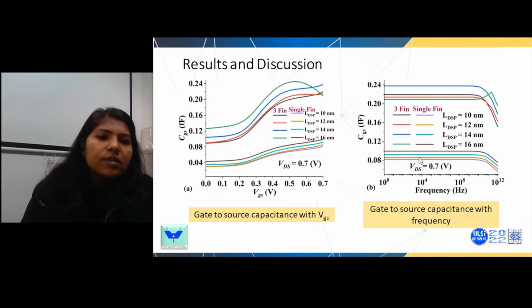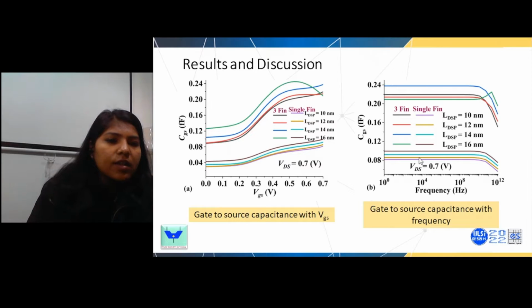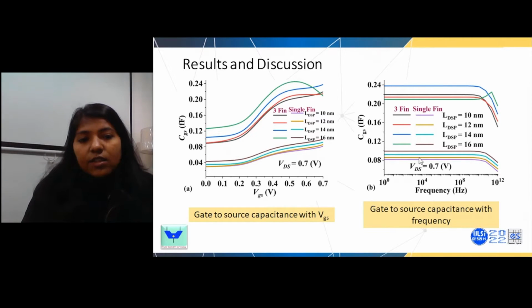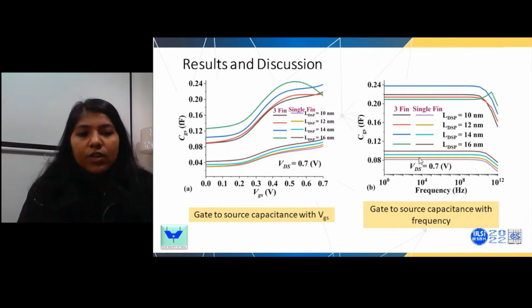So this is for VDS 0.7 and VGS 0.7, and we can see here the gate to source capacitance is quite low with respect to the frequency also, but at very high frequency there will be changes in the parasitic elements with respect to the frequency also. So they actually become a function of frequency at very high frequency.